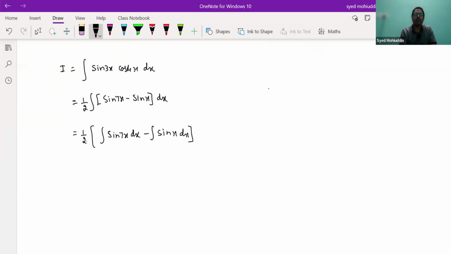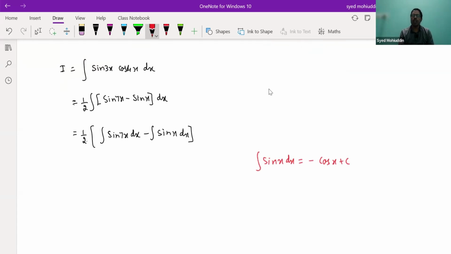But you know the integral of sine x. Integral of sine of x into dx is nothing but minus cos of x plus the constant of integration c. So similarly, you can write down over here. But since you are having 7x over here, you can use the substitution method, or if you know the formula directly, you can use it.